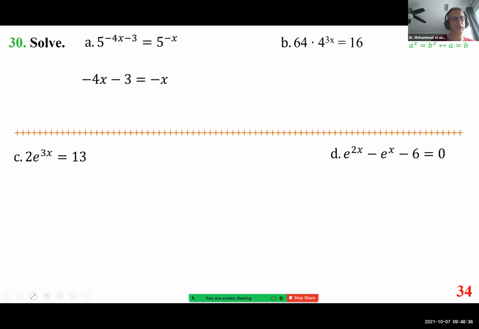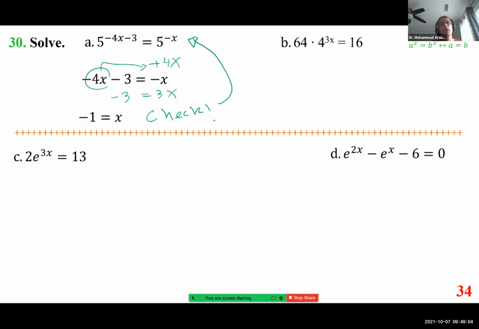And I hope you realize we can take this to the other side and add it to minus x, and it becomes a 3x. Divide by 3, x is negative 1. It's always a good practice to check. That means go back to the original one, make sure it works.